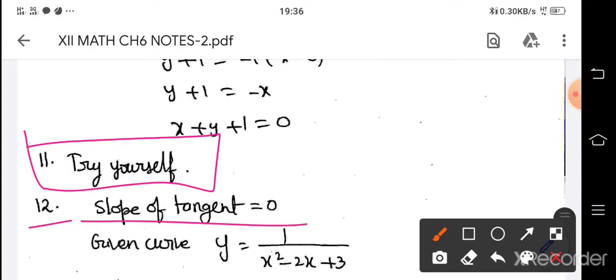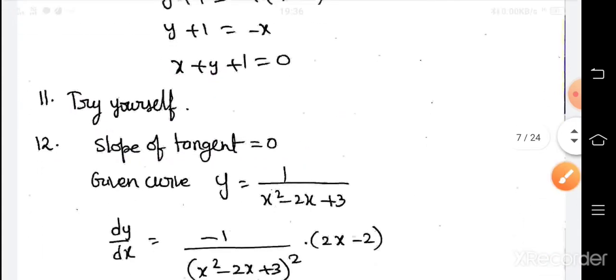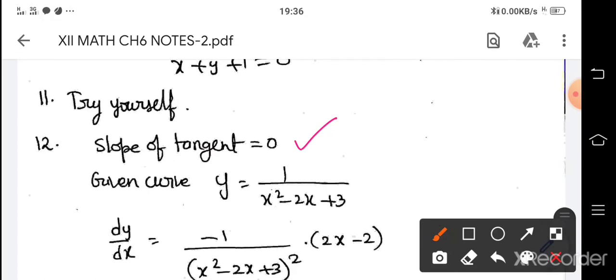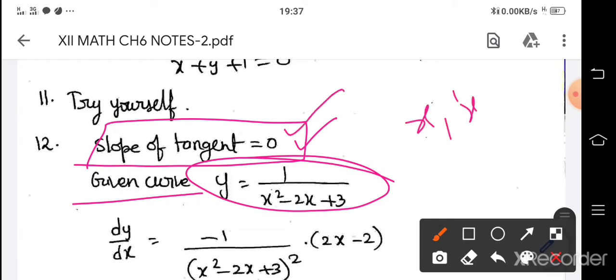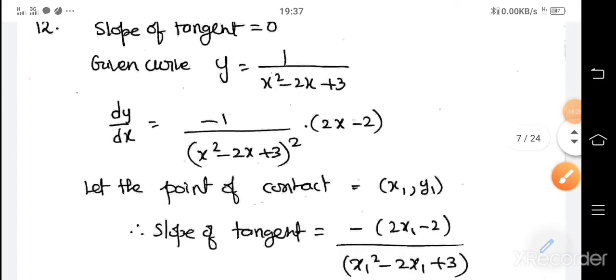12th question, the slope of the tangent is 0. It may be given directly, or they might have told you it is parallel to the x-axis. If they say parallel to the x-axis, the slope is 0. Even if they don't say it, if the slope is directly given as 0, we take it. So the given curve is y is equal to 1 by x square minus 2x plus 3. They are asking you to find the equation of the tangent, but we have the slope, so we need to find x1, y1 first. If we find x1, y1, then we can find the equation.